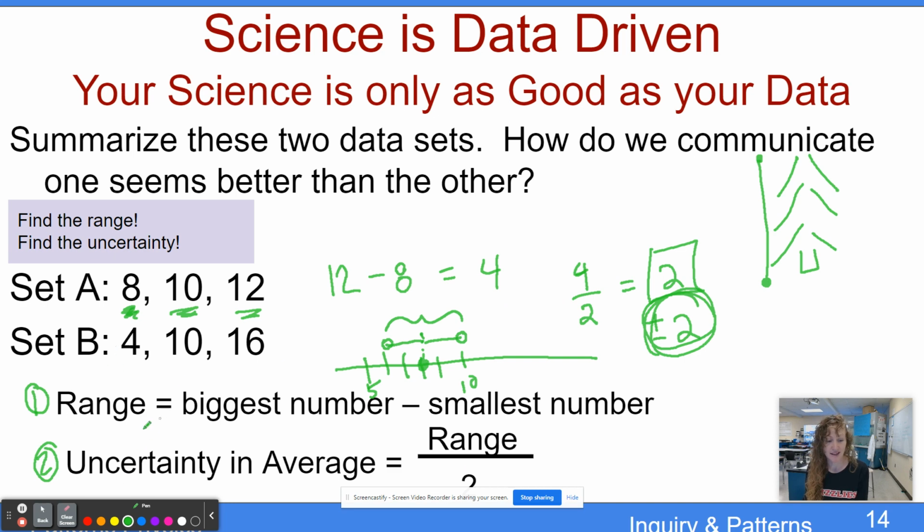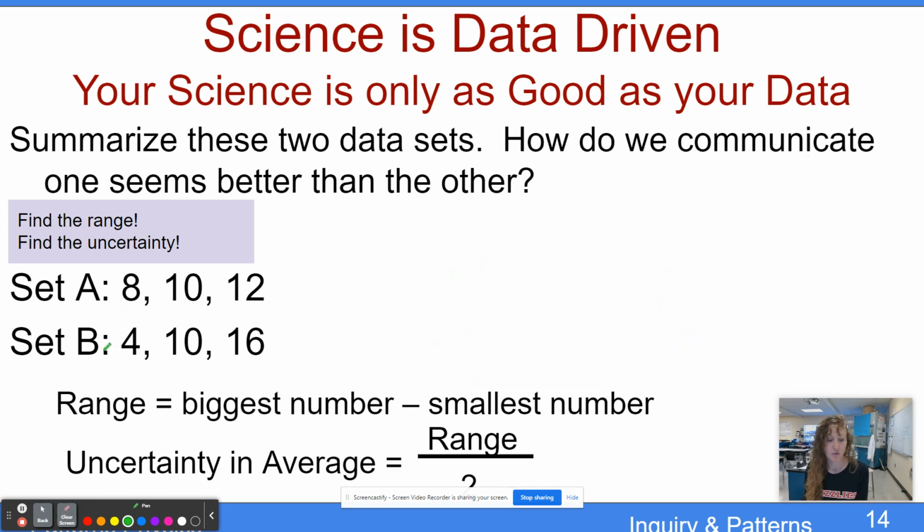Okay, so there's a second set here. You are welcome to pause the video, go ahead and calculate your range and then your uncertainty for this second set of data. All right, welcome back. Here I've calculated my range. I took my big number 16 minus my small number 4 to get 12. And then I calculated uncertainty by taking my range and dividing it by 2, which is 6. So I get an uncertainty of plus or minus 6.